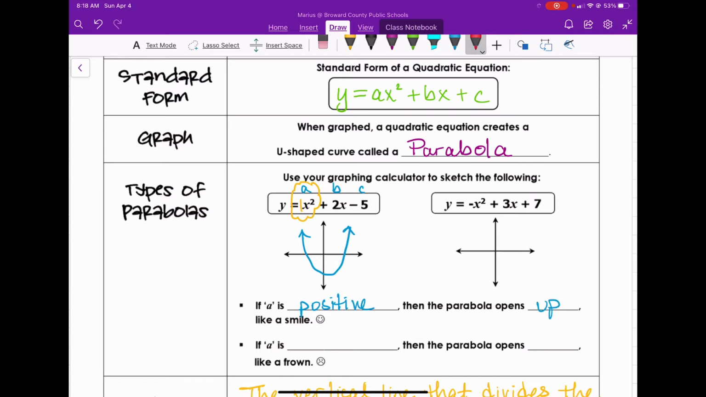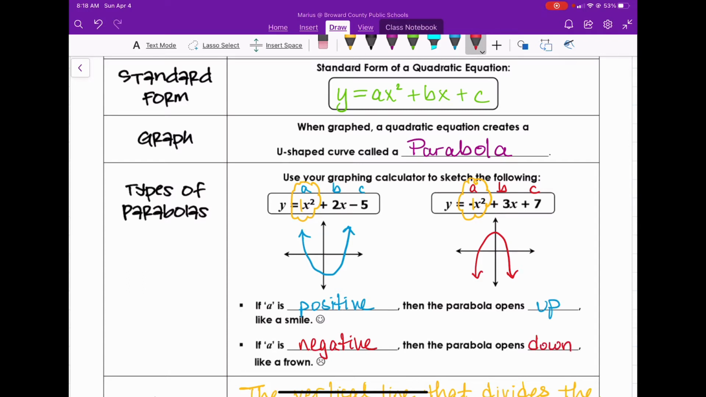Now, vice versa. When a is negative, remember, a is the leading coefficient. In this example, a is negative 1. So when a is negative, the graph opens down.